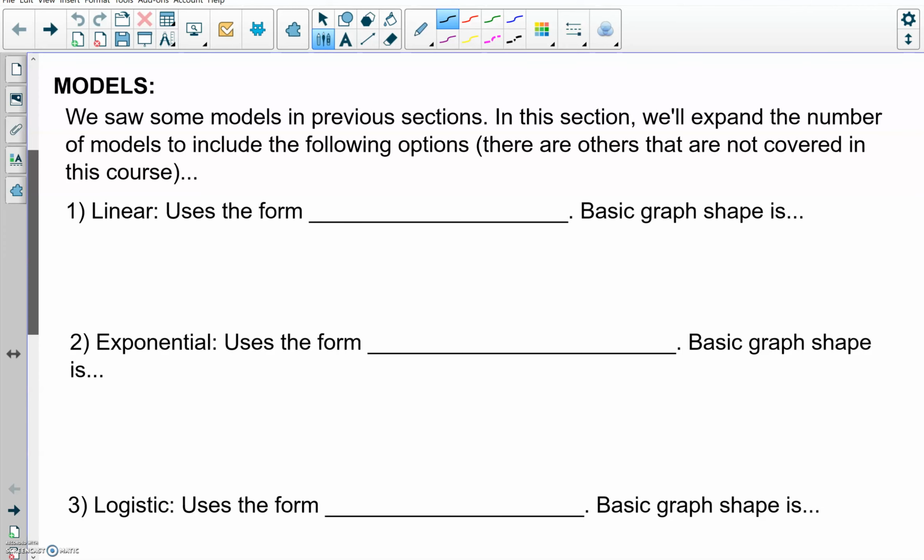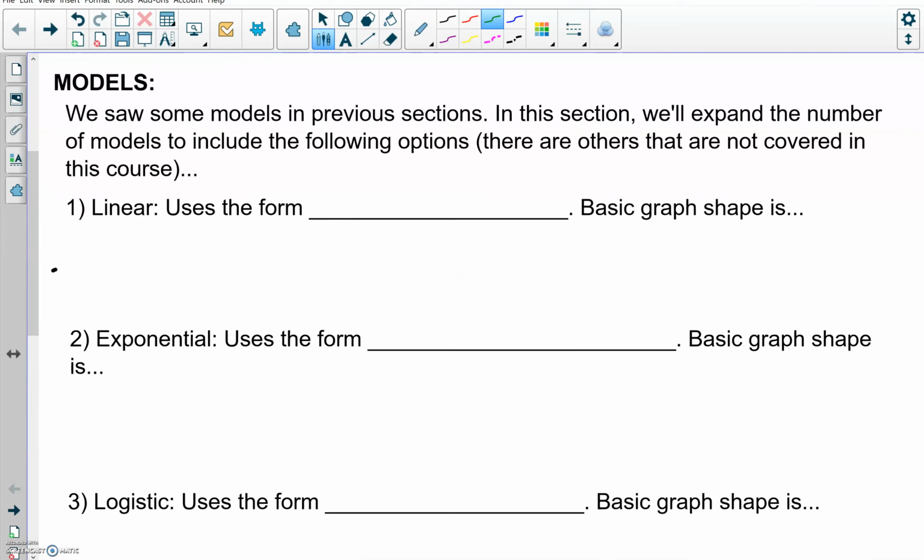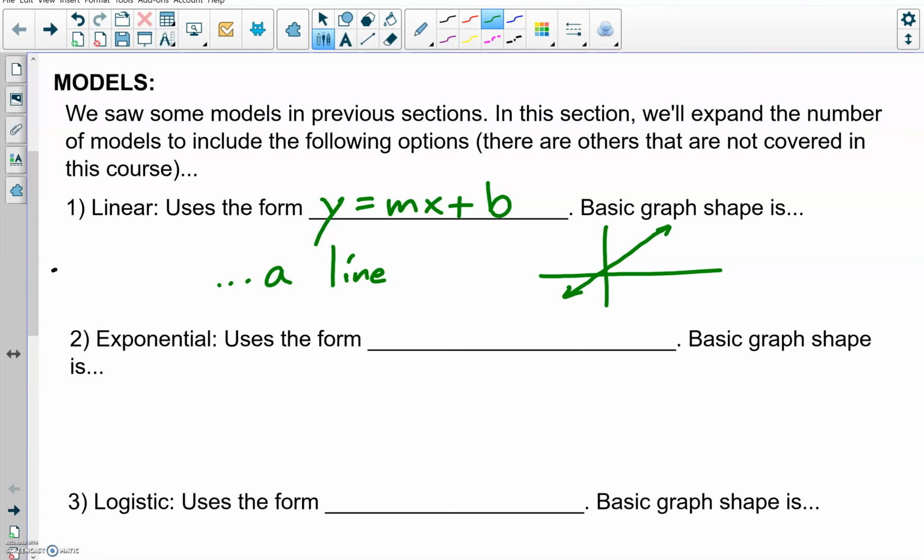So linear, this one uses the form y equals mx plus b. So that's the common linear equation form. And the basic graph shape is a line. If you were to look at this on a little graph, you would see just some sort of straight line. So that's the first type of model that we might use in here.